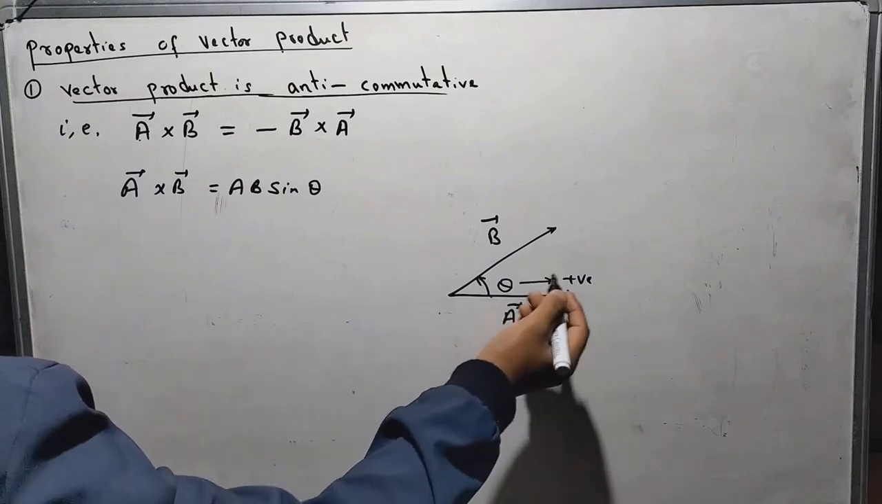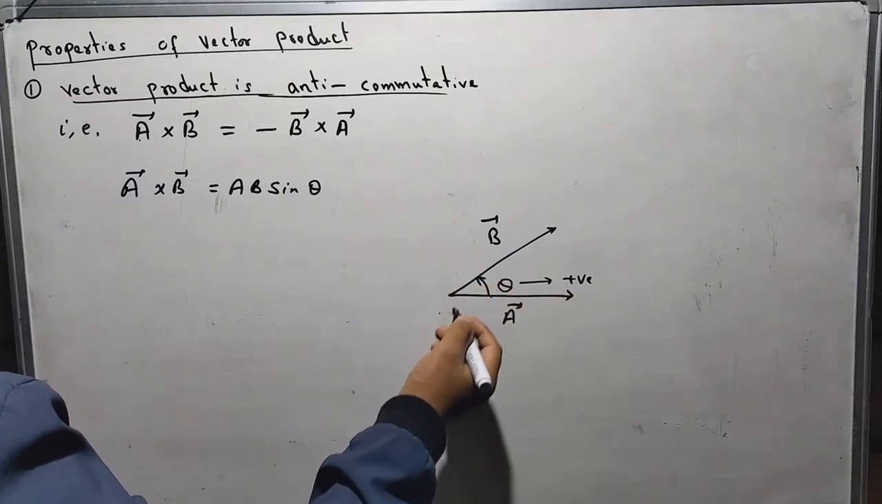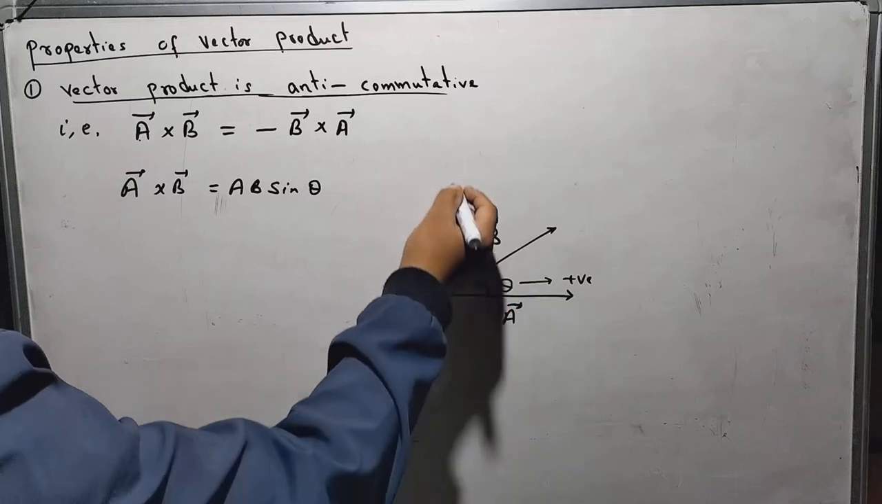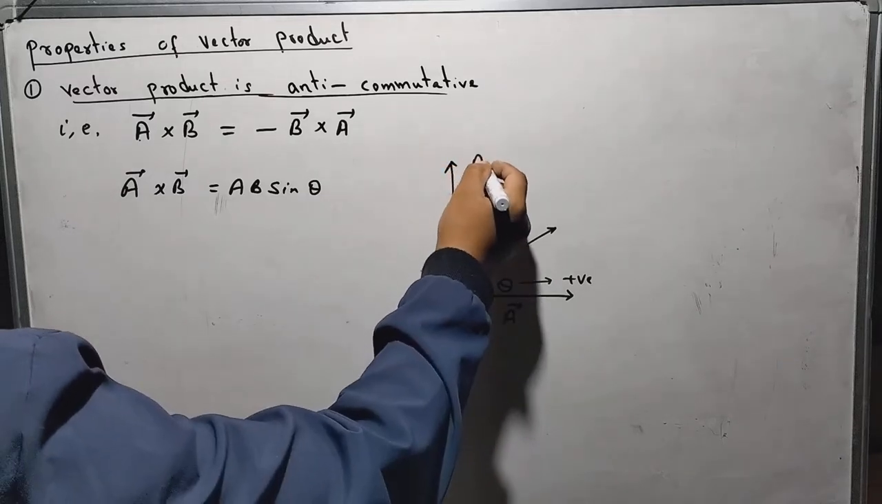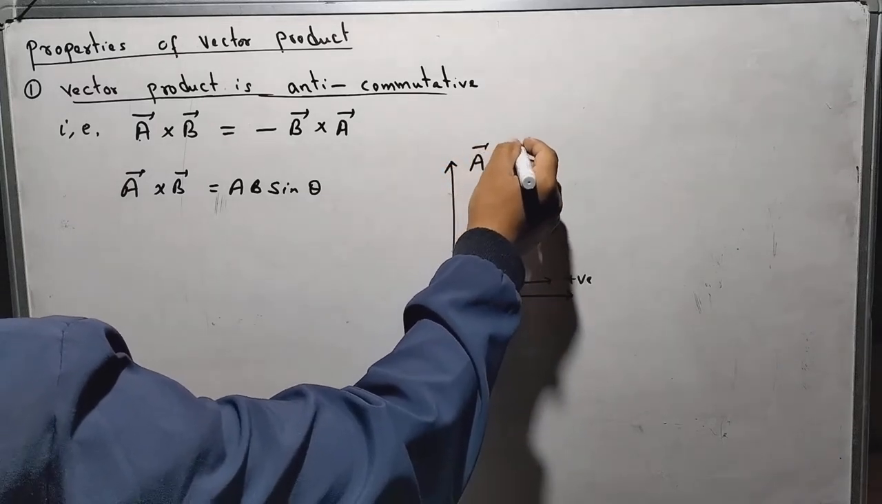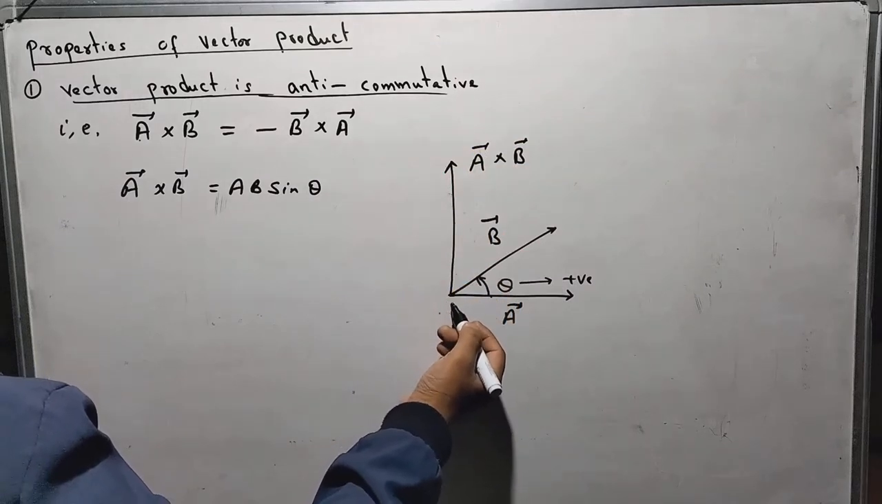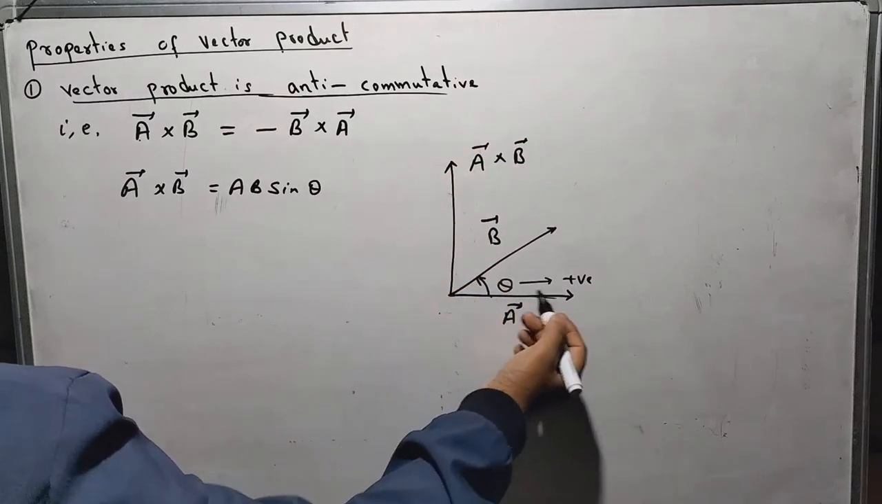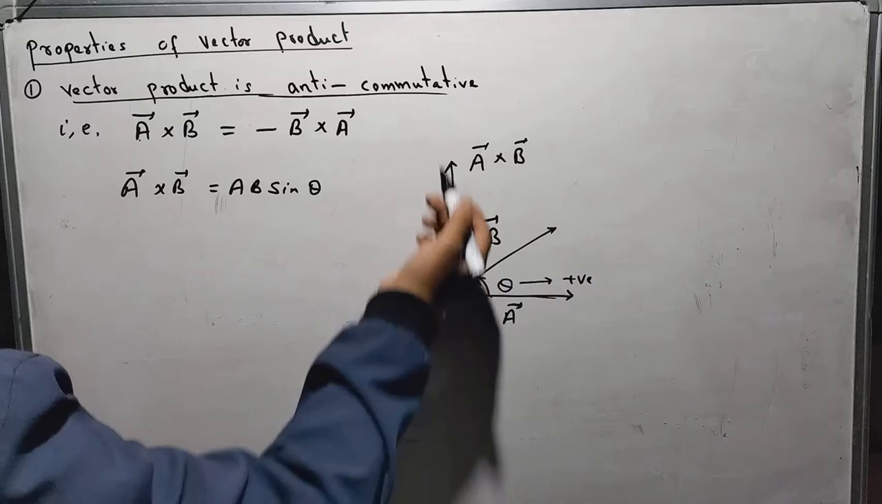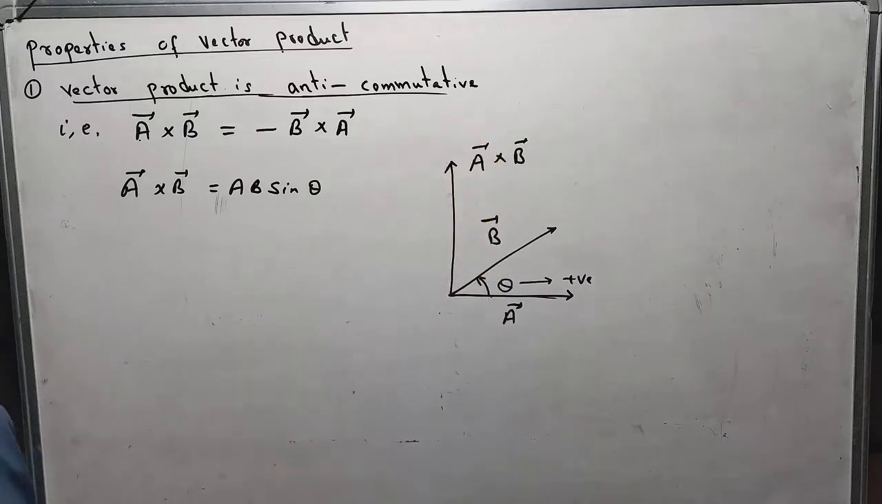So when you rotate the vector from A to B, you will get a third vector, which is perpendicular to the plane containing both A arrow and B arrow. So my A cross B in this case will be pointing out. Fine.